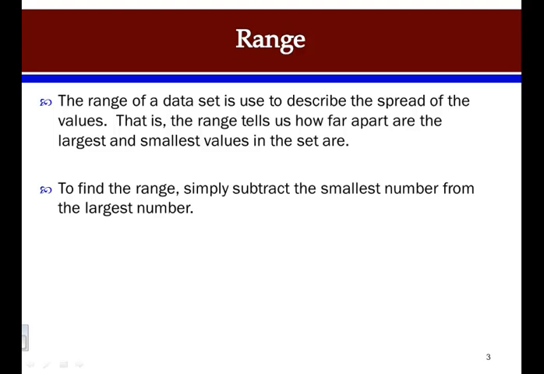A measure of dispersion tells us how spread out values are, and range is one of the ways we can describe the spread of the values in a data set. That is, the range will tell us how far apart the largest and the smallest values in the data set are. To find the range, we simply subtract the smallest number from the largest number in the data set.